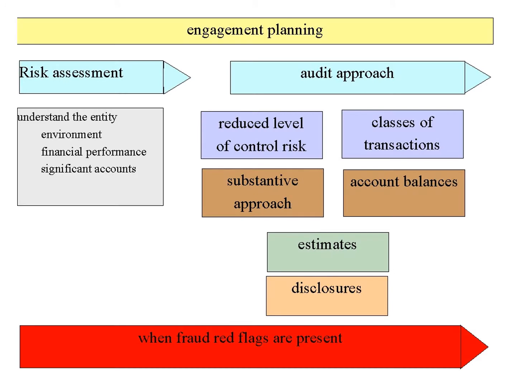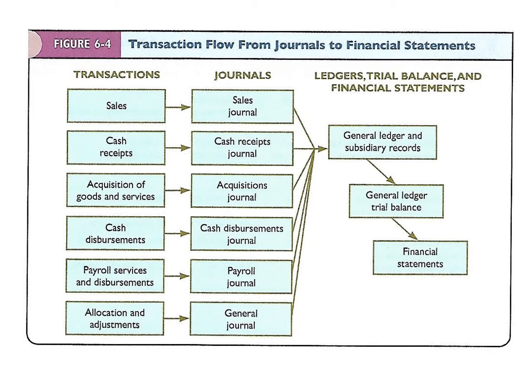There's the KPMG planning model that I really like. We audit transactions different than account balances. Here they talk about sales being posted to the sales journal, cash receipts journal. The interesting thing here, so here are significant classes of transactions: sales, cash receipts, acquisition of goods and services, cash disbursements, payroll. But notice allocation and adjustments. That goes in the general journal.